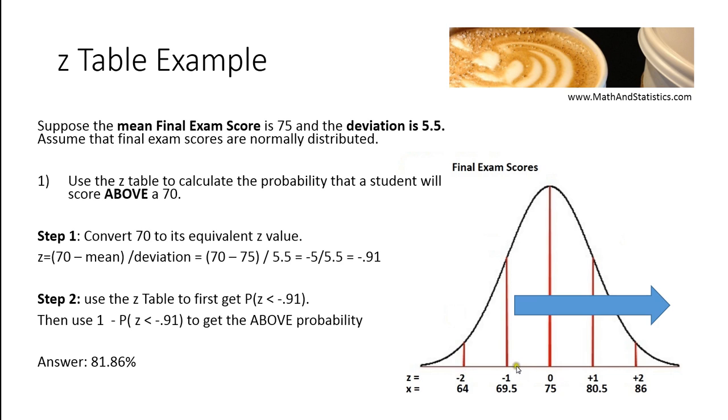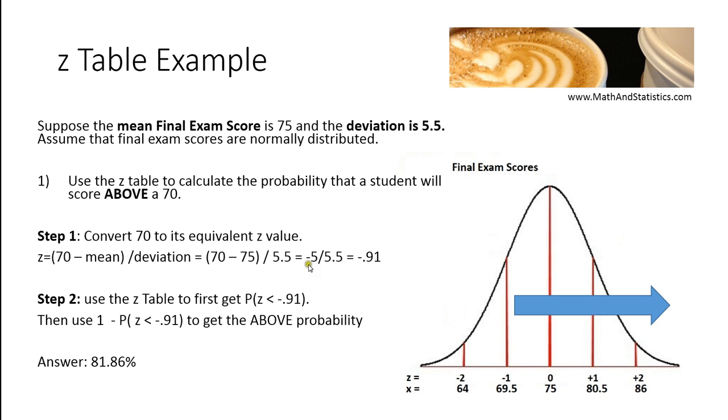It's below the mean, and the probability of getting a 70 or above is actually pretty good because it's all the data that goes from here all the way over. So it's all this data. That's going to be a fair amount. How do we do this? Same as always, the first step is to convert the x value that we're considering into its equivalent z value. To do that, we will take the x value, subtract the mean of our data set, and divide by the deviation of our data set. 70 minus 75 divided by 5.5.